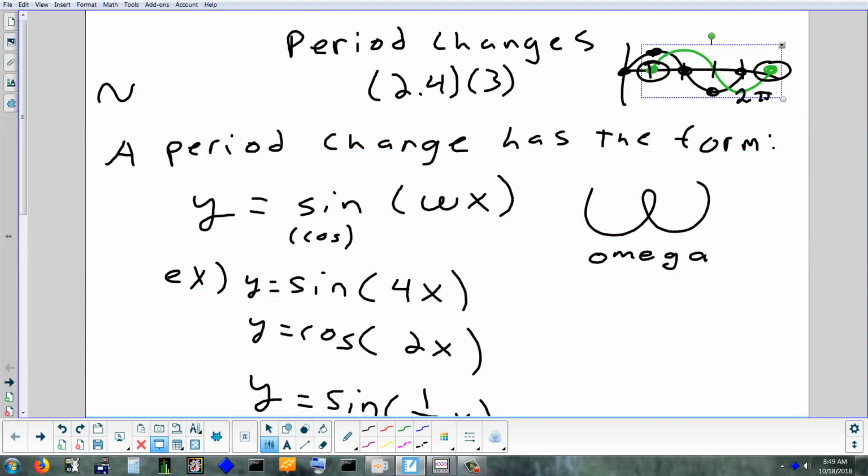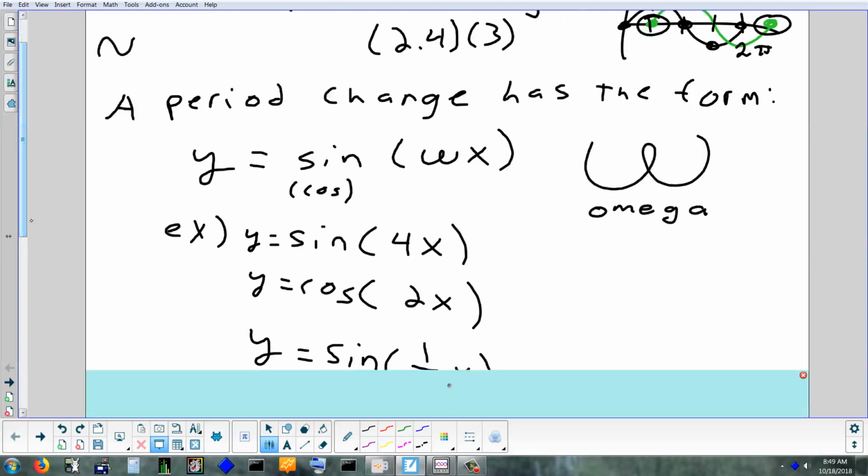Now the book uses, for this one, a Greek letter. I know I've used A for amplitude. I think I used D yesterday for something. But they use this Greek letter. It kind of looks like a W, but loops on itself a little bit. It's just the Greek letter omega, but it just stands for a number. So like sine 4x, cosine 2x.